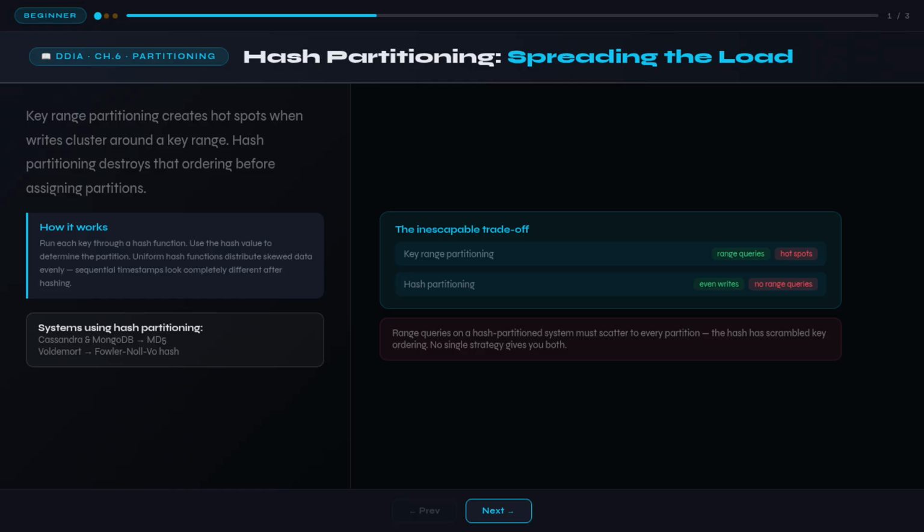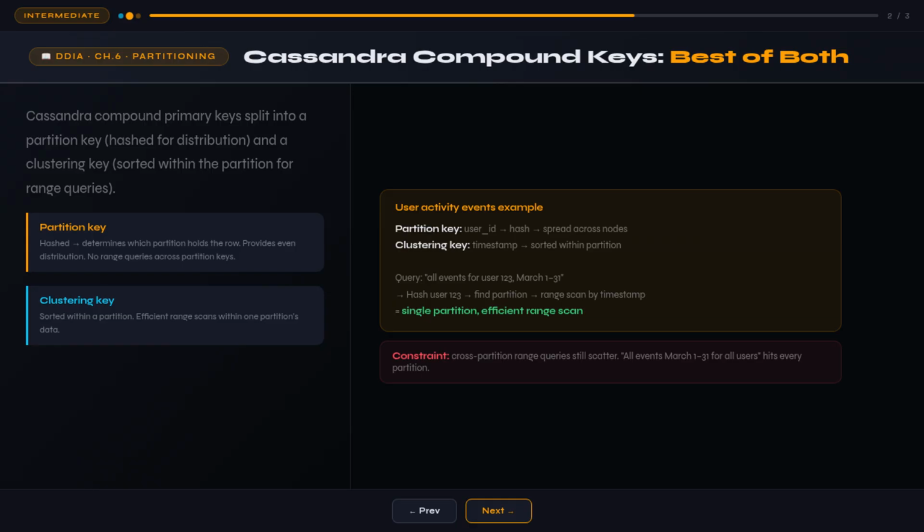Cassandra's compound key design is the most elegant production solution to this tension. Cassandra's approach to the range query versus even distribution dilemma is one of the more elegant design choices in production database engineering, and it's worth understanding in detail because it shows a clean way to get benefits from both strategies simultaneously. Cassandra supports compound primary keys made up of two parts. The first part is the partition key. Cassandra hashes the partition key and uses it to determine which partition holds the row. This provides even distribution and prevents hotspots on the partition key dimension.